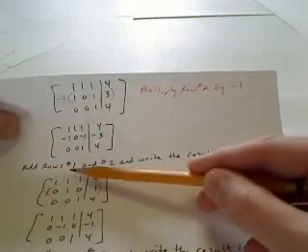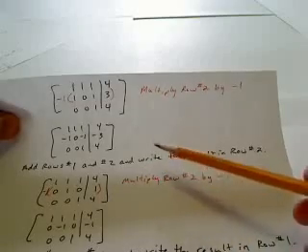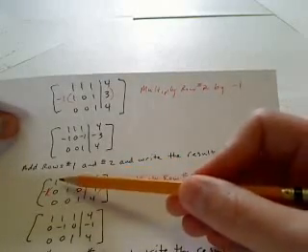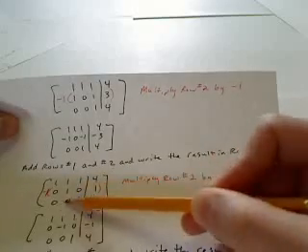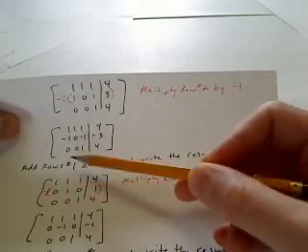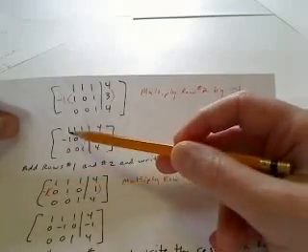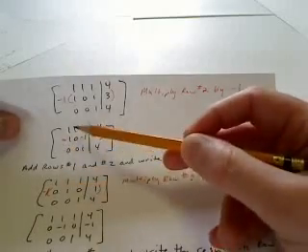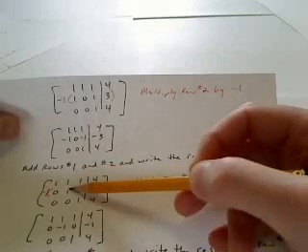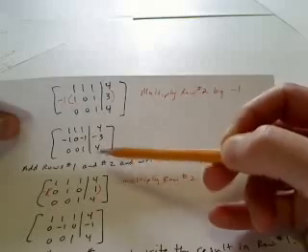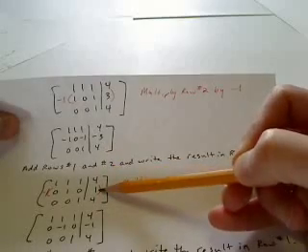Now let's add rows 1 and 2 together, and then let's write the result in row number 2. Well, leave the first row the same, and leave the third row the same. So we're going to add rows 1 and 2 together, and we're going to write the result here. So 1 minus 1 is 0. 1 plus 0 is 1. 1 minus 1 is 0. And 4 minus 3 is positive 1.